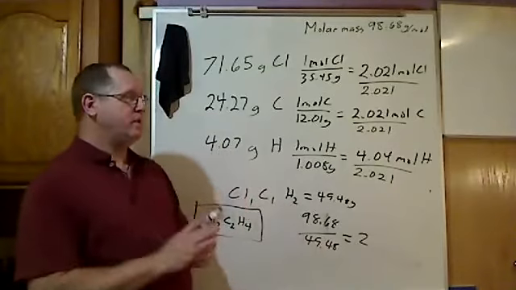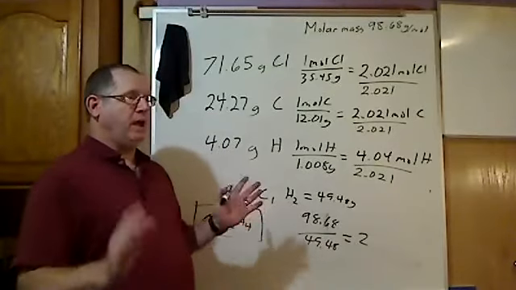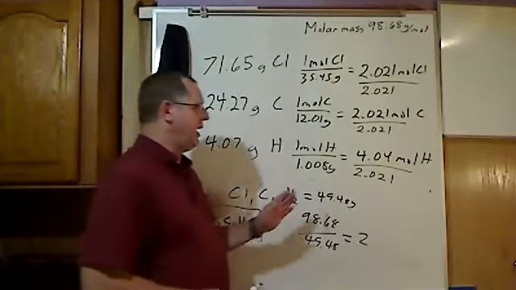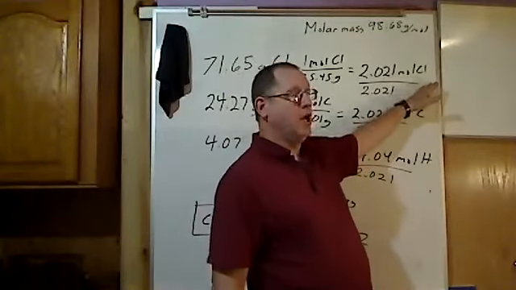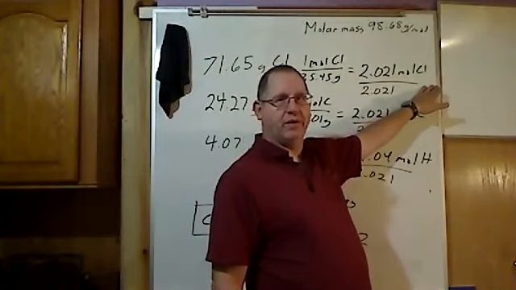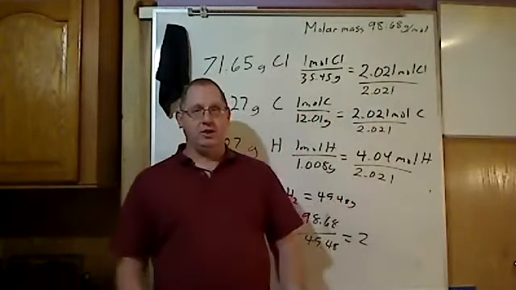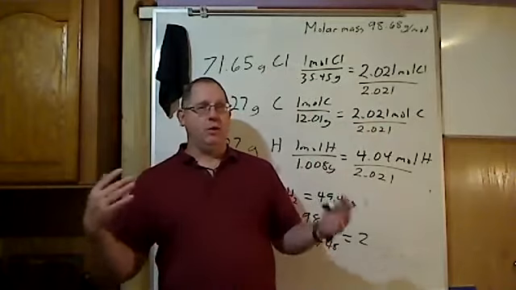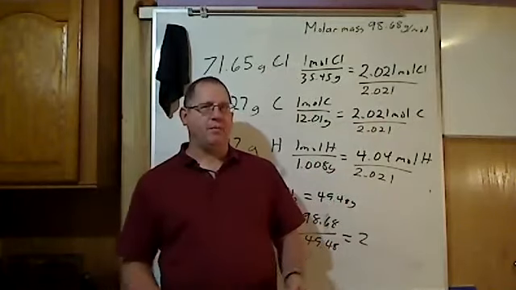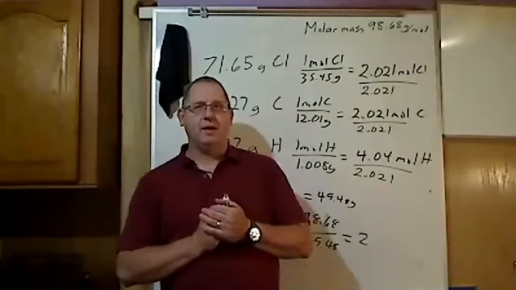Now, just as a simple reminder, if you go through this and do the calculation and you end up with something like 2.5 when you divide one of them out, 2.5 is not a whole number, so you'll have to multiply everything by 2. If you end up with like 1.33, you're going to have to multiply everything by 3. And that is how we do an empirical formula.